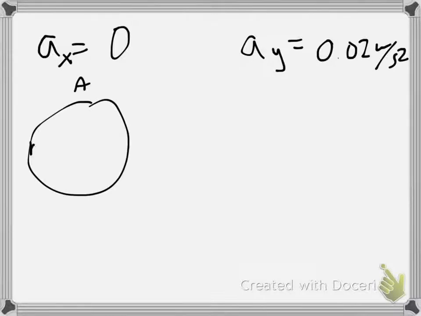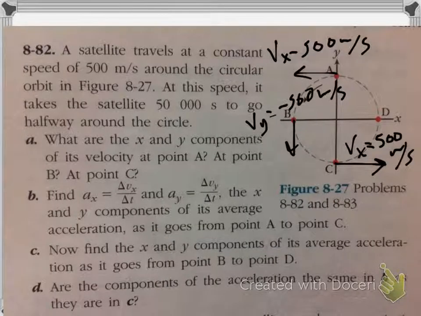So this was A, this was B, this was C, and this is D. At this point, the acceleration's like that, and at this point, the acceleration's like that. So if you look at the two components, they should be different. Yes, no? Questions? So you just calculated the components in parts B and C, and showed that the components were different, so that one's pretty obvious. Any questions? Yes?